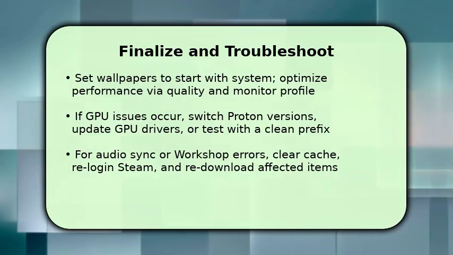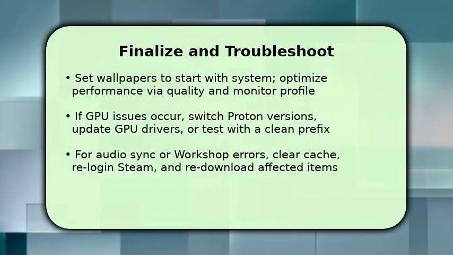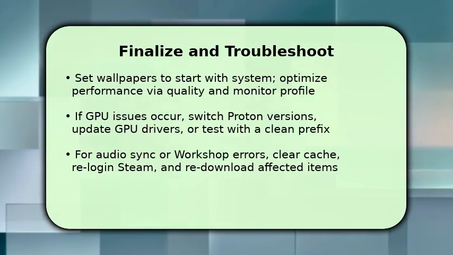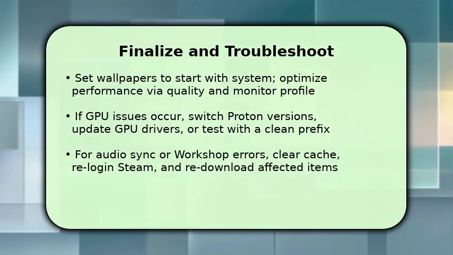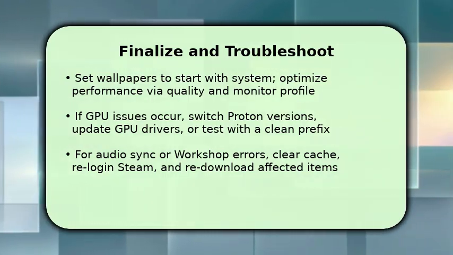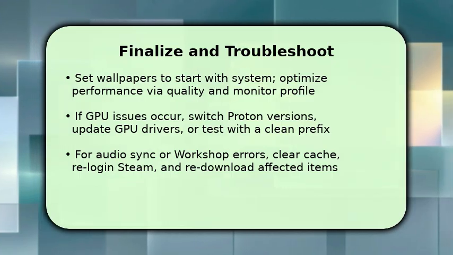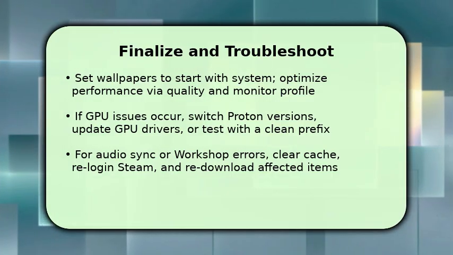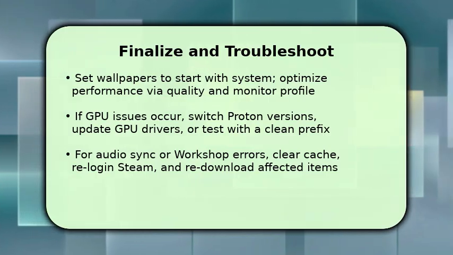If something breaks, try a different Proton version, update your GPU drivers, or create a fresh wine prefix to isolate issues. Make sure to clear Wallpaper Engine cache and re-log in to Steam for workshop sync problems. This key troubleshooting path resolves most crashes and content download failures.